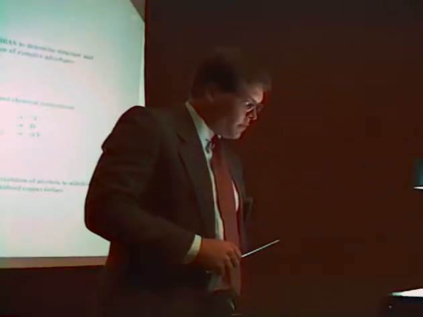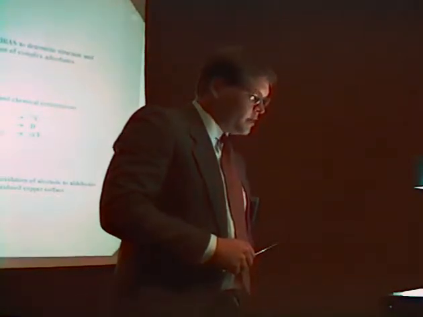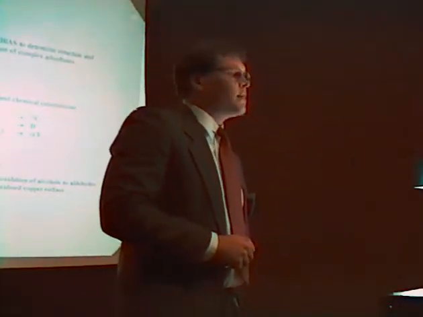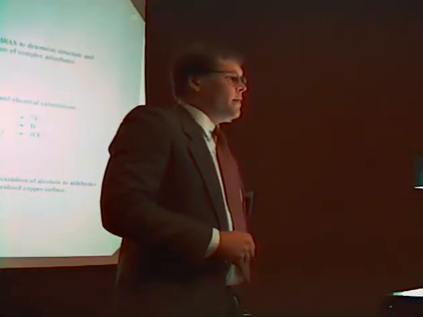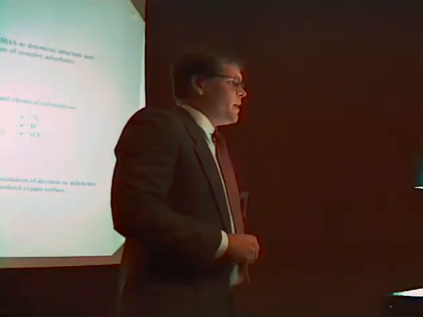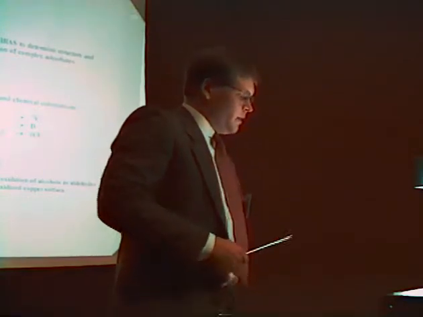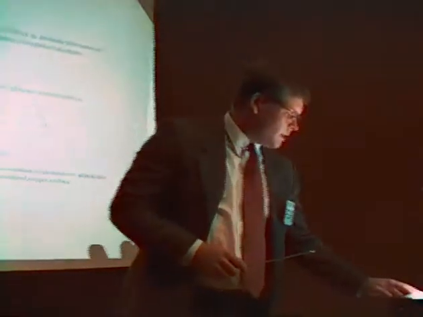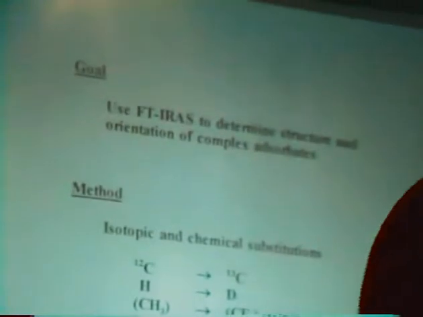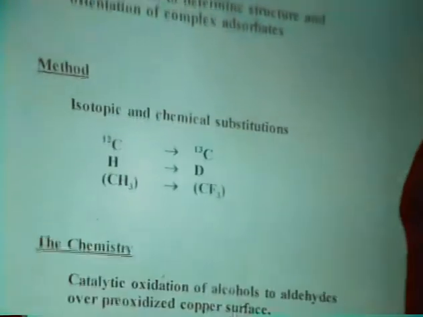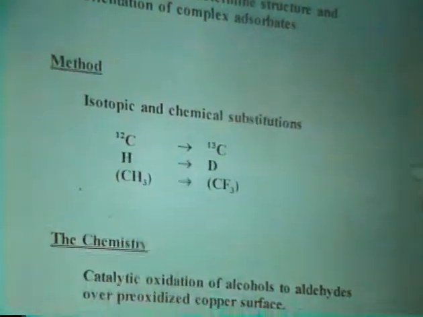The ethoxides: we have used a range of carbon-13 labeled ethoxides, a set of deuterated ethoxides, and we have replaced the methyl group with a fully fluorinated methyl group. The chemistry under discussion here is the catalytic oxidation of alcohols to aldehydes. Copper is known to be a good catalyst for this. It shows some selectivity in that it tends to leave the C-O bond intact.